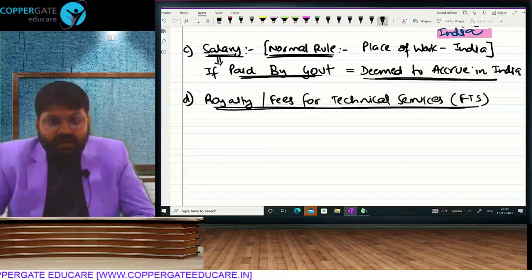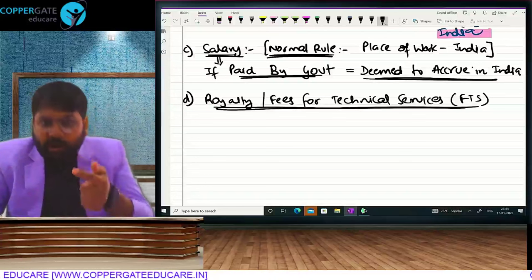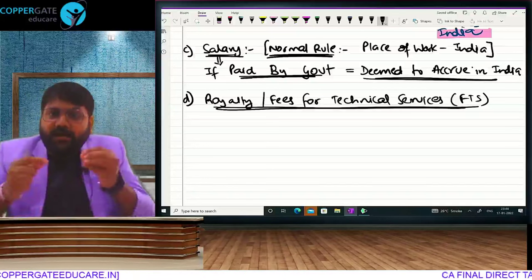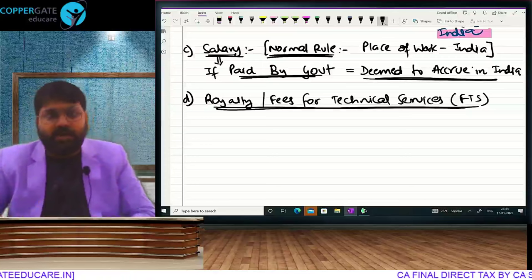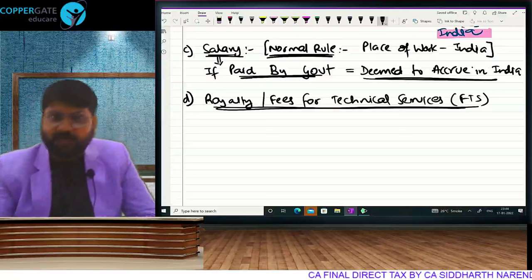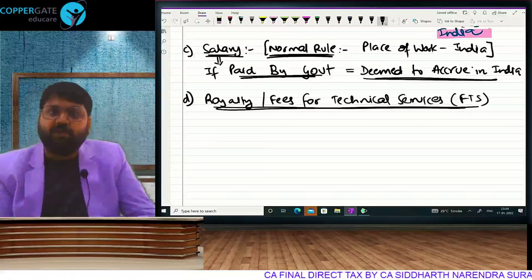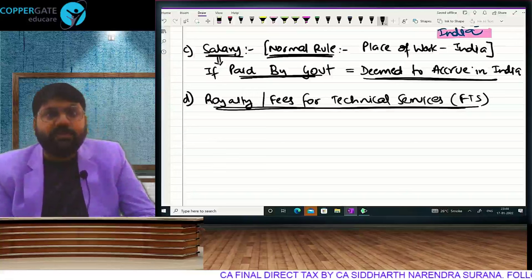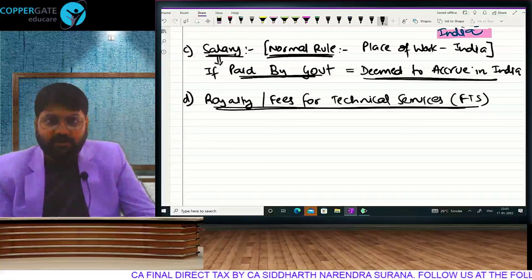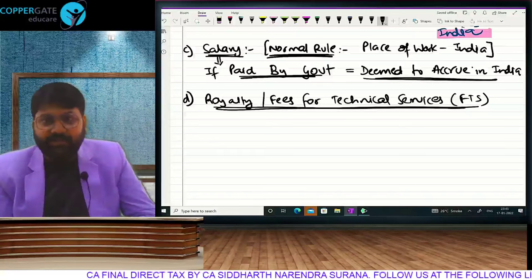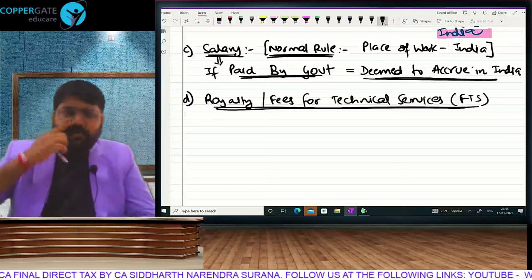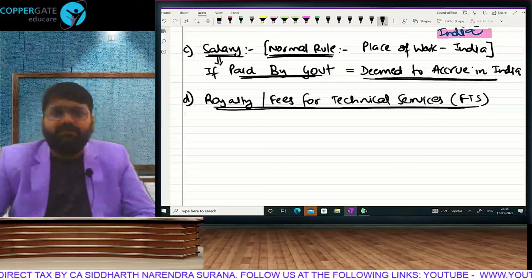Supposingly, I am using your property, your land, your building, your machinery, your furniture, your motor car. Is it possible that you use asset belonging to other people? Whenever we use asset belonging to other people, we have to pay some compensation to the owner of asset. And the compensation is called rent. This is one word which everyone has heard. When we use asset belonging to other people, what do we pay? Rent. Whenever we use asset belonging to other people, we pay rent. Correct?